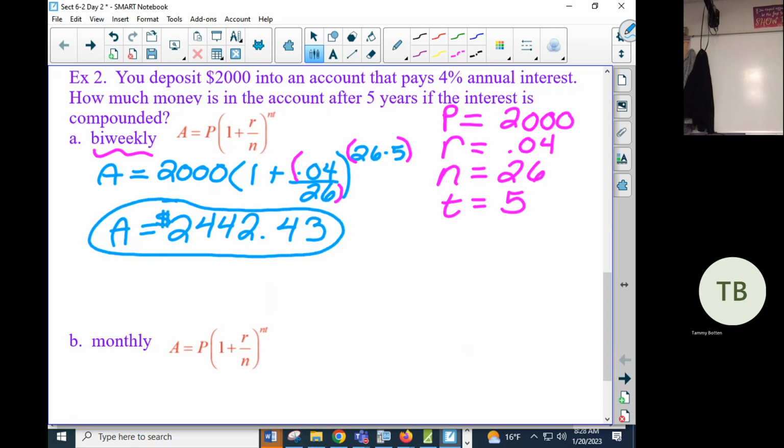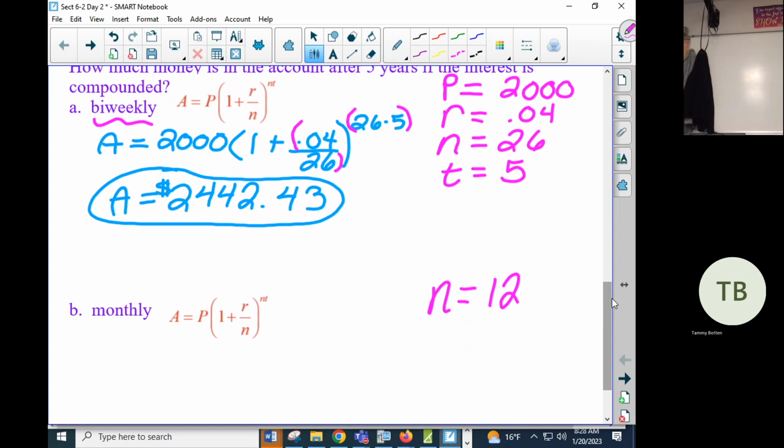Okay. Then when you do it monthly, this all is going to stay the same, except our N is going to be 12 when it's monthly. So this would be 2,000. And then it would be 1 plus, R is still 0.04. And this time is 12. And then this is to the 12 times 5.